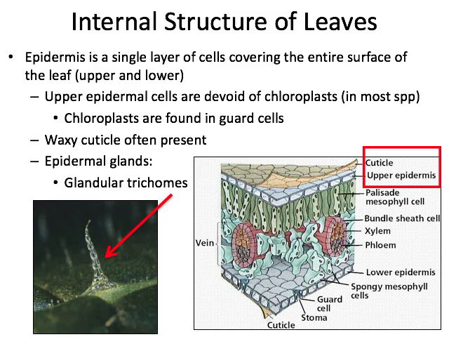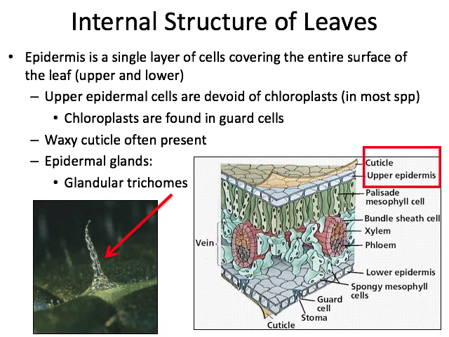Now let's talk about the anatomy of leaves. The epidermis is a single layer of cells that covers the entire surface of the leaf, both the upper and the lower surface. Now, the upper epidermal cells are typically missing the chloroplasts in most species. The one exception might be if we find some guard cells up there, then we might find chloroplasts in those guard cells. Now, a waxy cuticle is secreted off of both layers of the epidermis, both the upper and the lower, and it serves to prevent sunburn by reflecting ultraviolet light away, as well as prevents water loss.